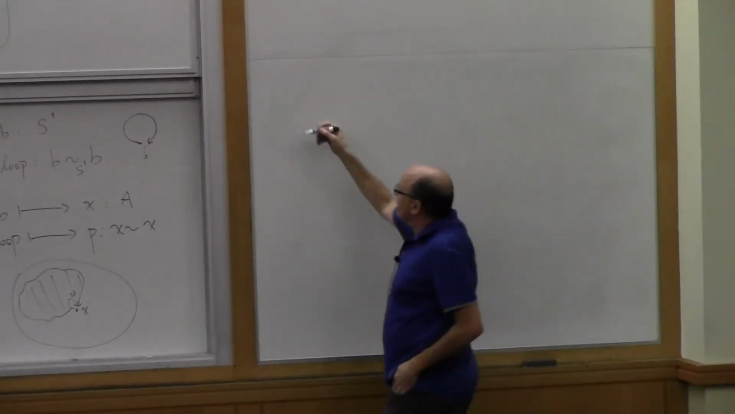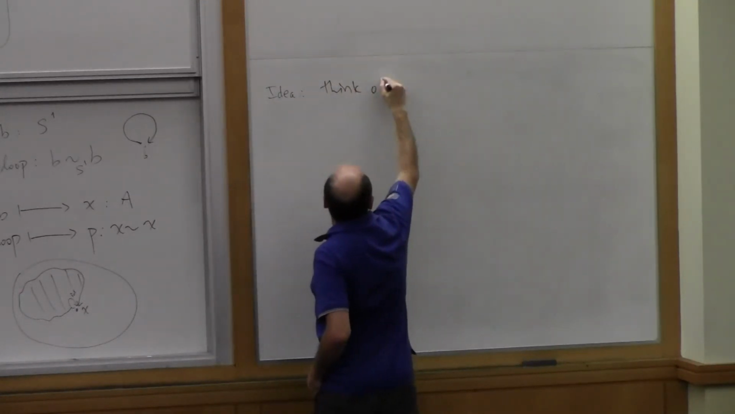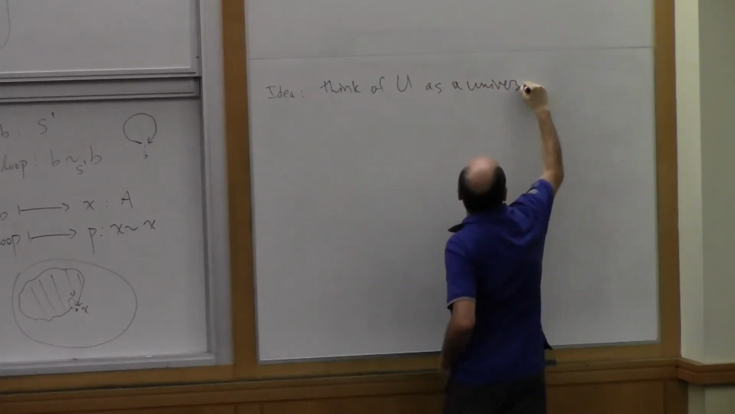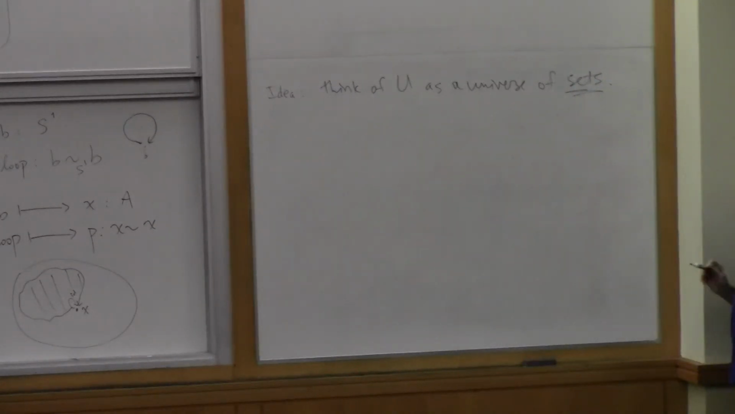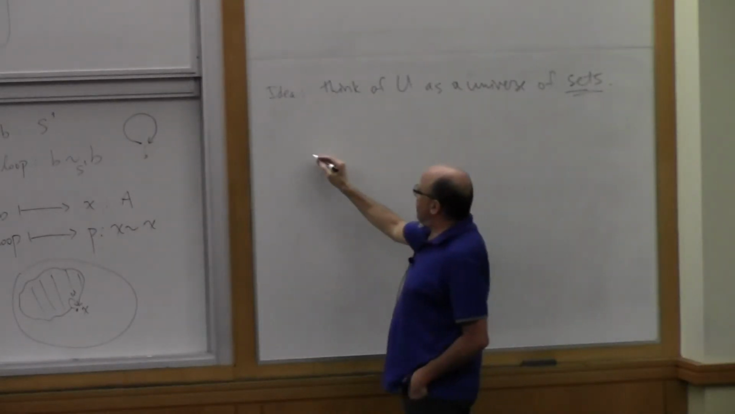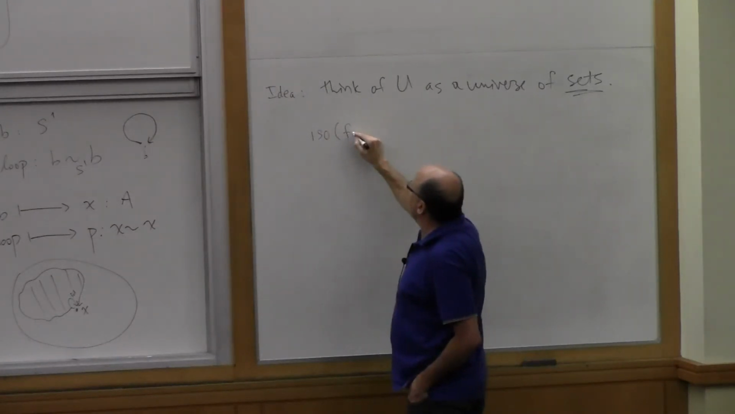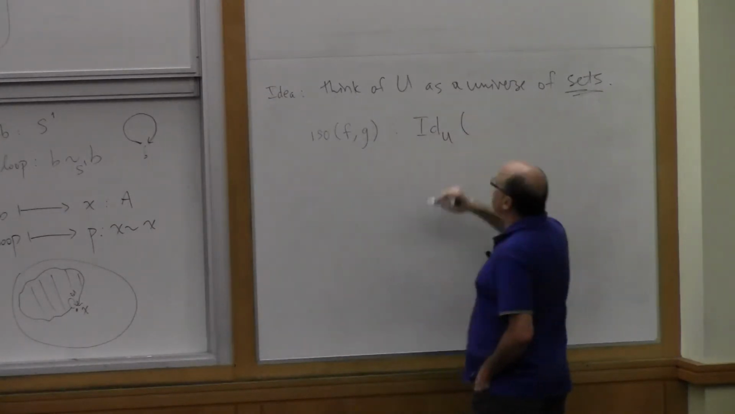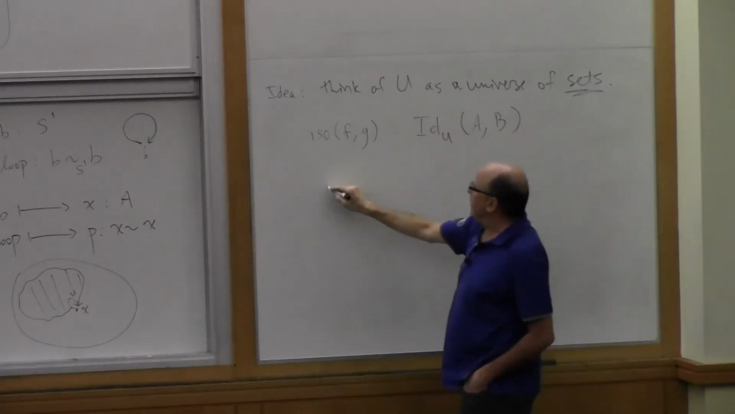So what I want to do is, one idea is, think of U as a universe of sets. That will be the idea, by which I mean homotopically discrete in the sense that I described to you before. Then what we're going to do here is we're going to say that two sets are equal if they are isomorphic.